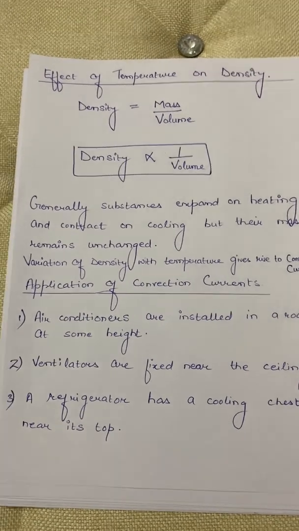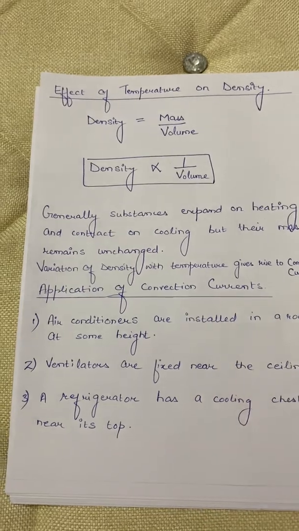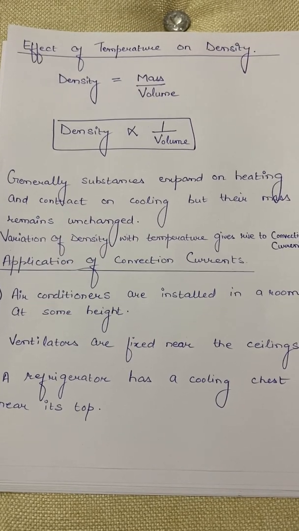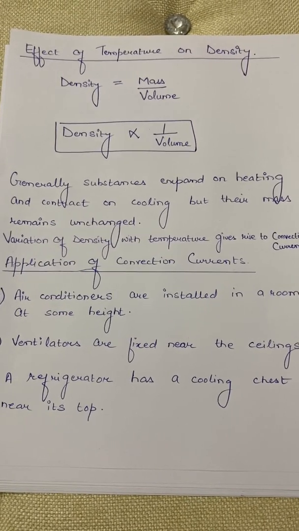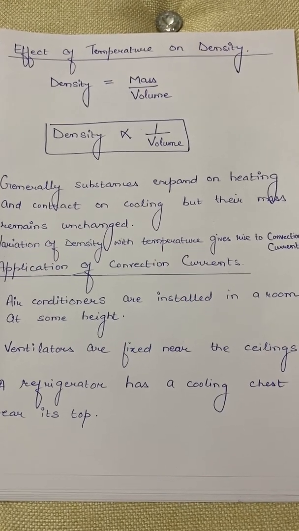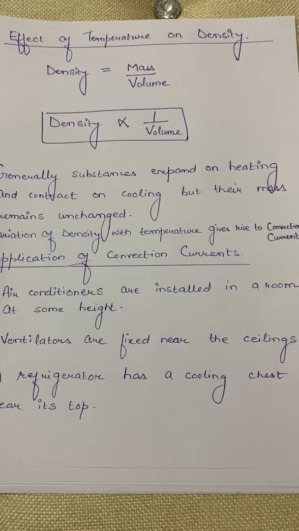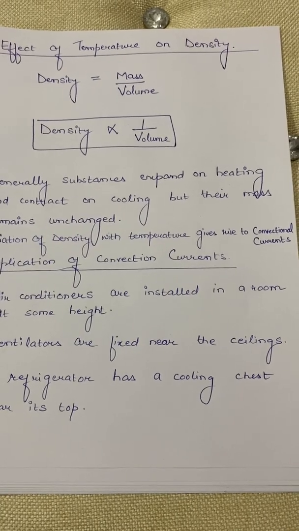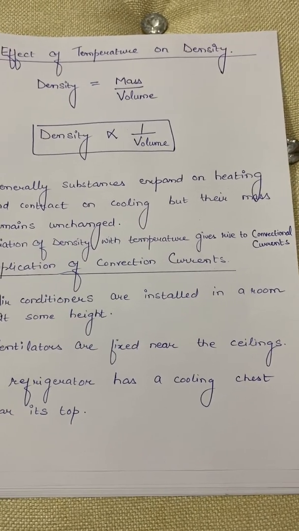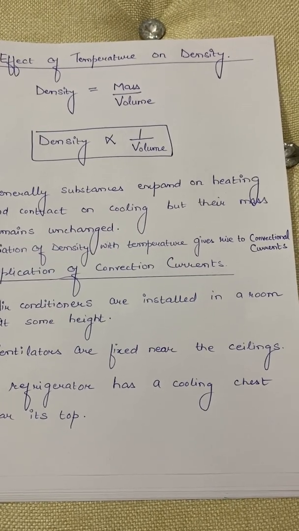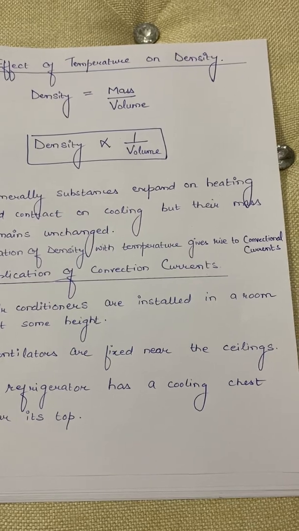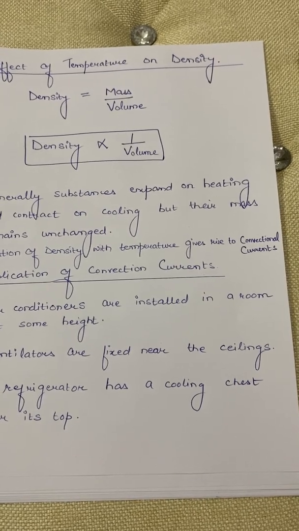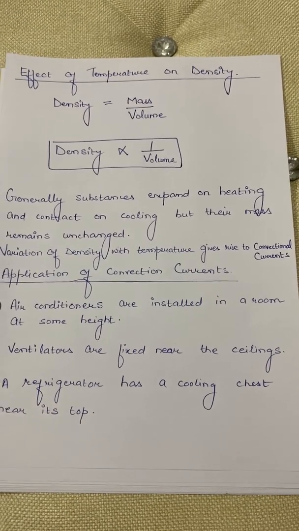Then the second one: ventilators are always fixed near the ceilings. Again an application of convection currents. Why are ventilators fixed mostly near the ceilings? The basic reason is that when we breathe out in a room, the surrounding air becomes warm and impure. Warm air is always lighter, so it will rise and move out through the ventilators. Cold air will enter the room through the windows and doors to take its place. Thus, a convection current will be formed, and there will be a very good amount of ventilation inside that room.